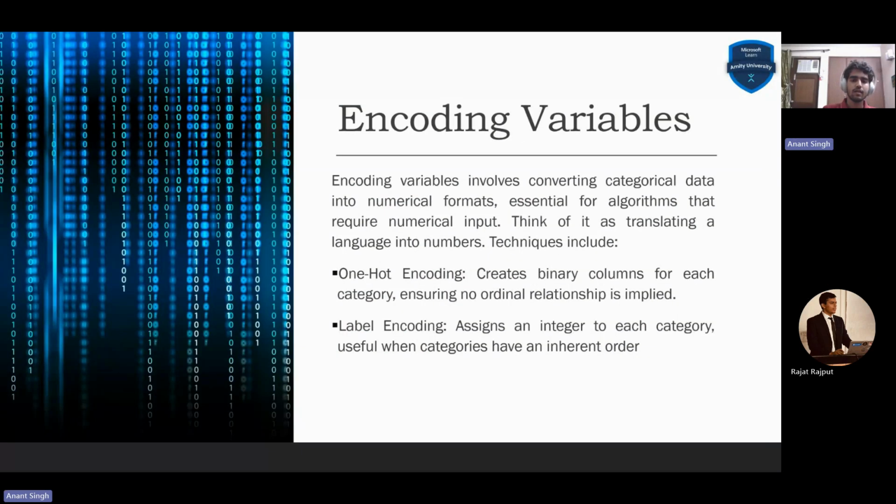Now, we then encode variables. We've talked about encoding variables. Encoding variables involves converting categorical data into numerical format so that our machine can understand, because it is a mathematical function and it needs mathematical language, which is numerical language. Think of it as translating a language into numbers. One hot encoding creates binary columns for each category, ensuring no ordinal relationship is implied. Label encoding assigns an integer to each category, useful when categories have an inherent order.